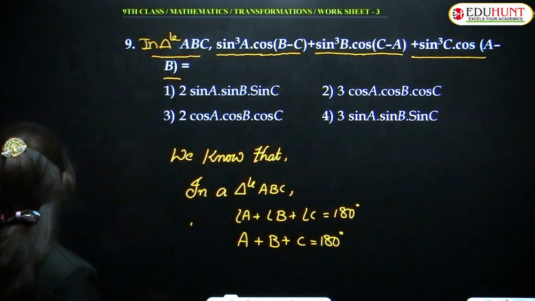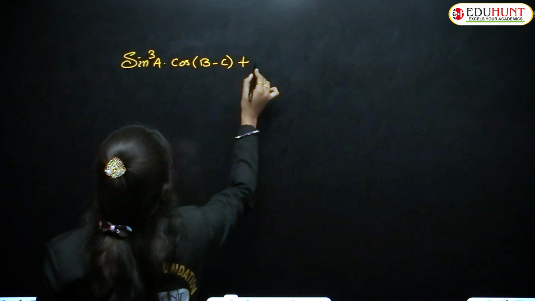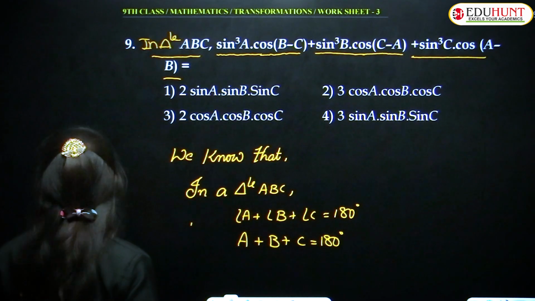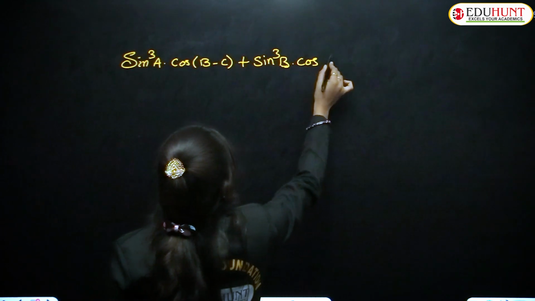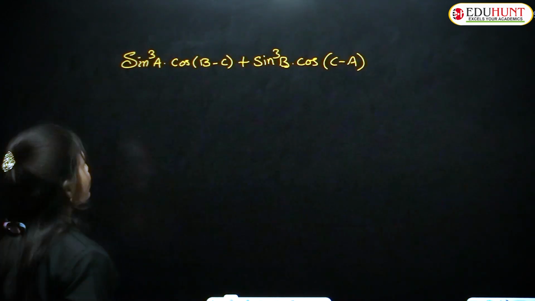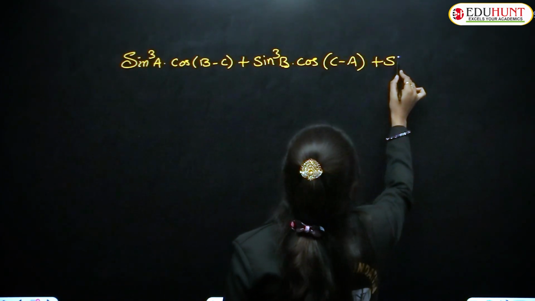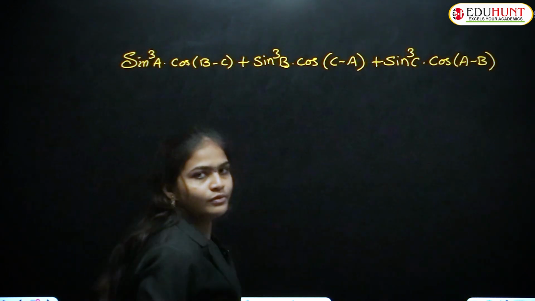So what is that question? First we have to write that question. Sin cube A into cos of B minus C plus sin cube B into cos of C minus A plus sin cube C into cos of A minus B. So this value we need to find out.